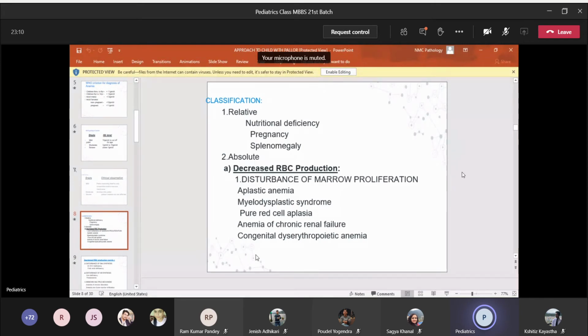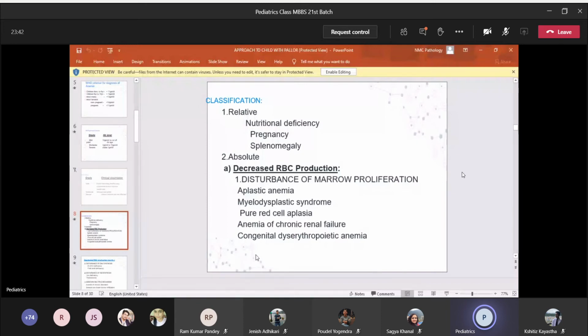So, classification of anemia. We can classify anemia as relative anemia and absolute anemia. In relative anemia, the main causes are nutritional deficiency, pregnancy, splenomegaly. While in absolute anemia, there are various pathophysiological processes. For example, first is decreased RBC production, or there is increased destruction, or if there is loss of RBC, then there is anemia.